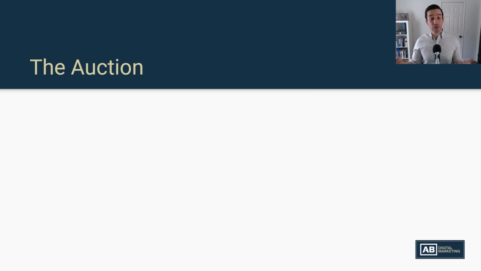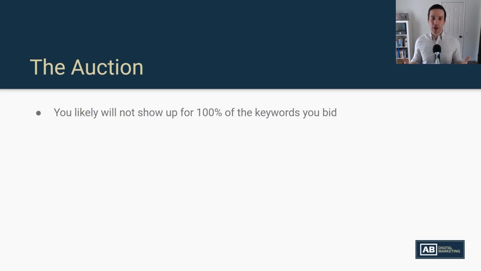All right, so like I said, we need to have an understanding of the auction. Google is an auction, so is Facebook actually, but Google, I guess, feels a little bit more like an auction, in that you can pull the correct levers to appear at the top spot, whereas with Facebook, it feels a little bit more difficult to pull those levers. One thing I want to make super clear: you likely will not show up for 100% of the search terms that you bid on.